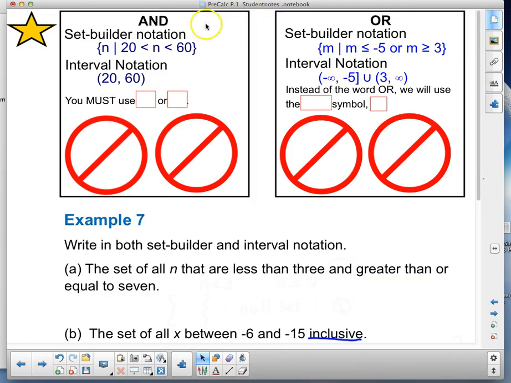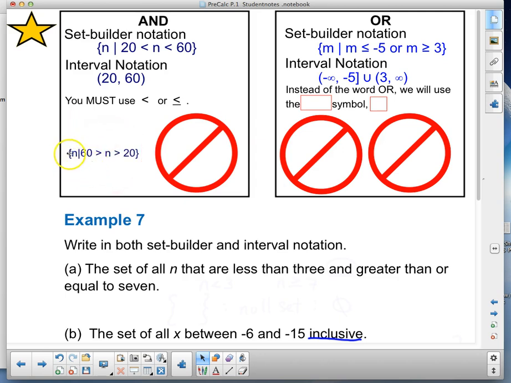Now, for the answer: in set builder notation, the set of all n's such that 20 is less than n, which is less than 60. The interval notation is 20 to 60. You can't do n such that 60 is greater than n, which is greater than 20, because of the order. Please notice the order here. It's got to be 20 to 60. Okay?